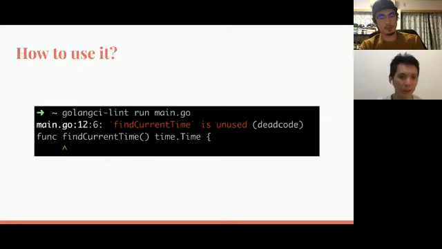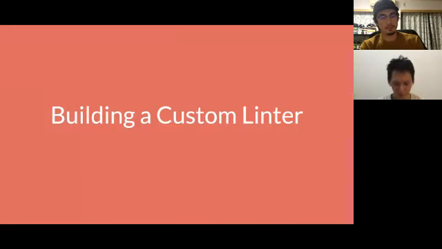So we can run golangci-lint run main.go. It can catch the problem, not an error but a potential issue, saying this function is not used, please remove it. Okay, so after we understand how to use a linter, let's talk about how to build one.